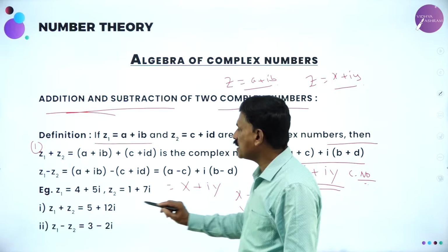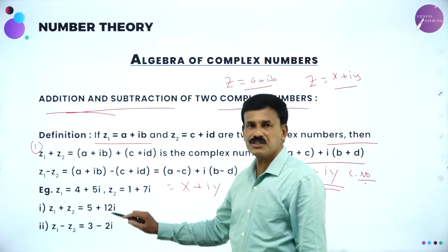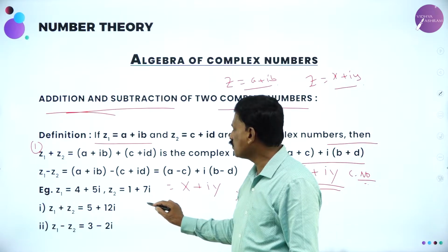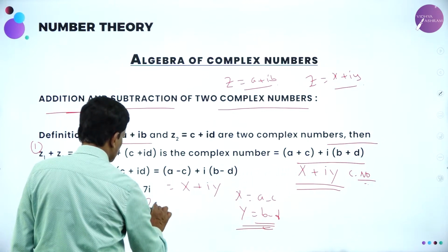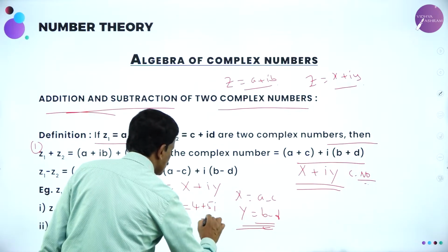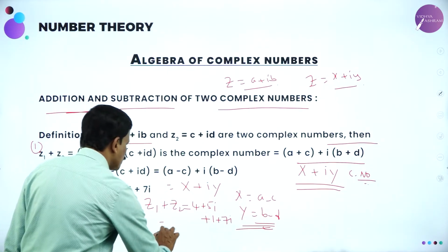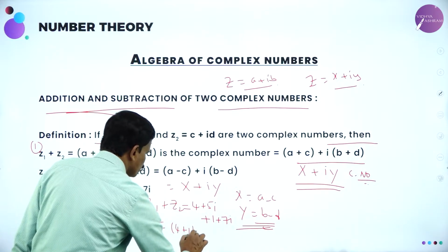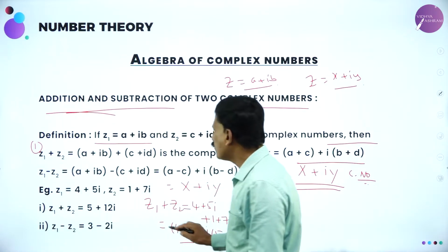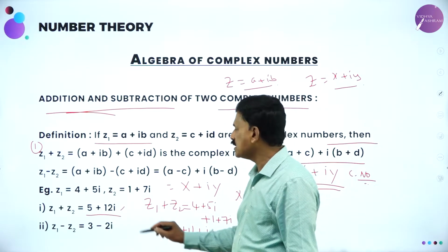Now let us take an example. Let us consider z1 is equal to 4 plus 5i and z2 is equal to 1 plus 7i. Let us add these two, z1 plus z2. What is z1? 4 plus 5i, plus z2, which is 1 plus 7i. Let us add the real parts: 4 plus 1, plus the imaginary parts, i into 5 plus 7. 4 plus 1 is 5, and 5 plus 7 is 12. So 5 plus 12i is a complex number.